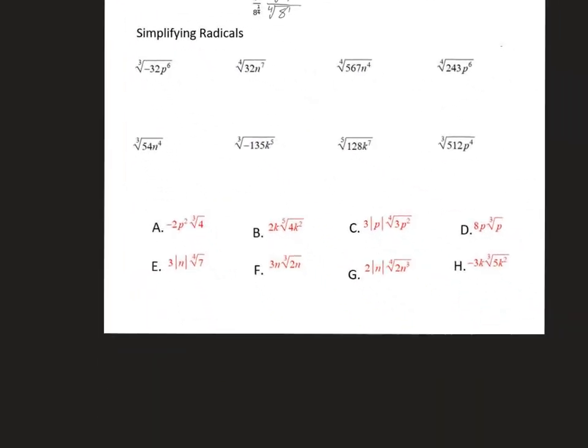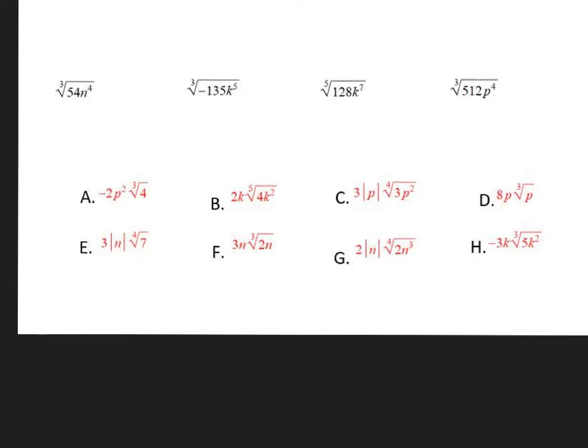Okay, so let's go ahead and just take a look at these answers to make sure that it says it on our paper. So negative 2p squared, 3rd root of 4, 2k 5th root 4k squared, 3 absolute value of p, 4th root 3p squared, 8p radical 3rd root p, 3 absolute value n, 4th root 7, 3n 3rd root 2n, 2 absolute value n, 4th root 2n to the 3rd, and negative 3, 3rd root 5k squared.